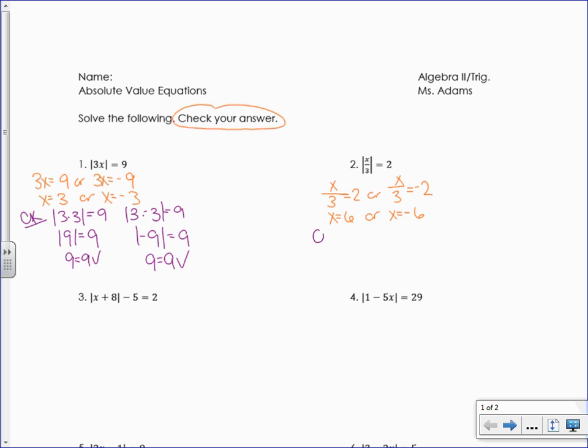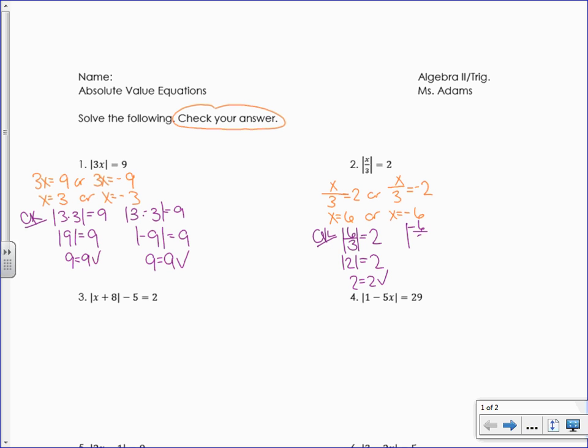Then we check. In the original, always in the original. So I plug in for x. 6 divided by 3 is just 2, so that's the absolute value of 2. 2 equals 2. That checks. Woohoo!